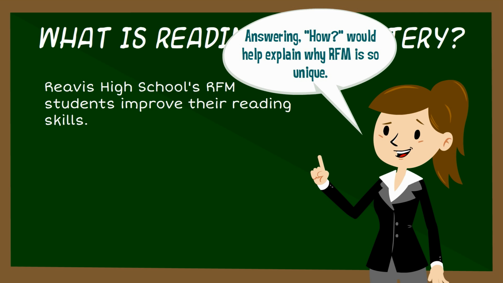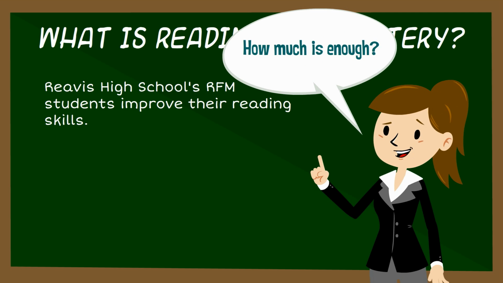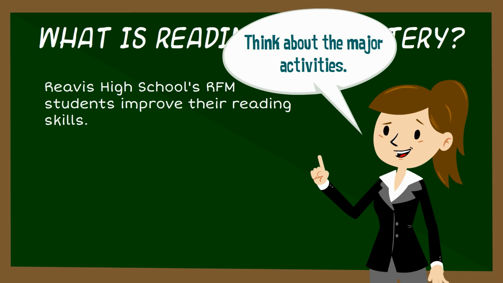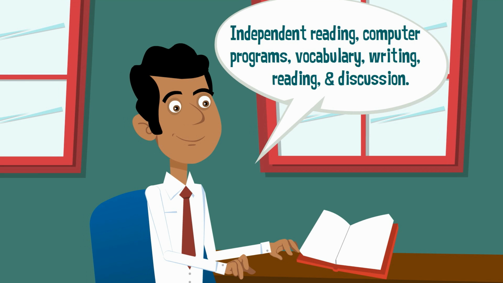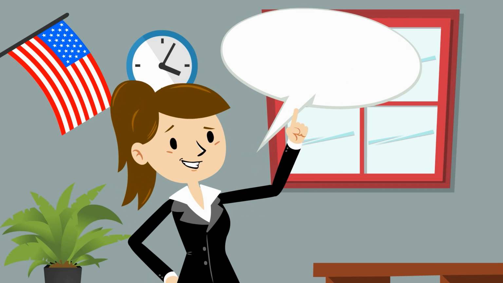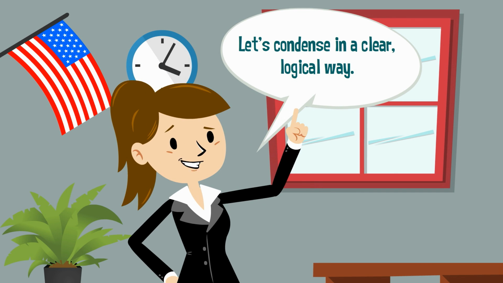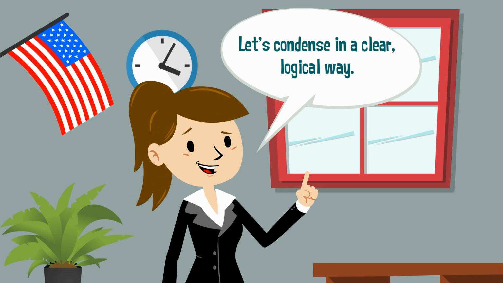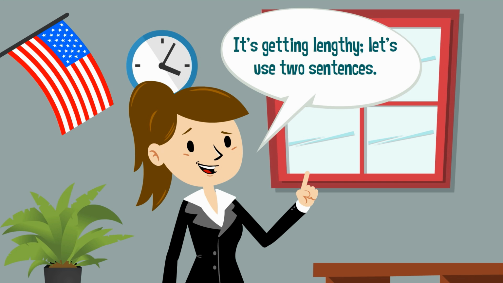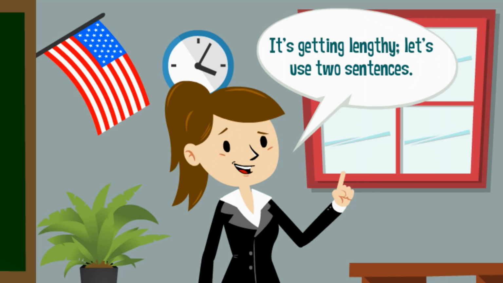However, it would be very easy to include too much information. We need to determine just how much is enough, so let's think about some of the major activities that take place each week. Independent reading, computer programs, vocabulary work, writing activities, reading activities, and discussion activities. If we can condense that information in a clear and logical way, our summary would be more specific without including too many details. In fact, since the sentence is beginning to get lengthy, now would be a good idea to split some of this information into a second sentence.